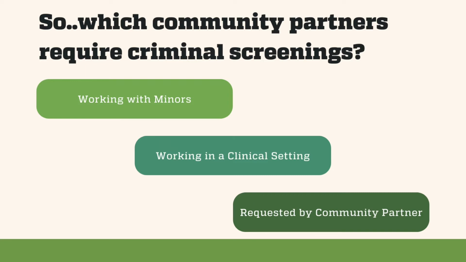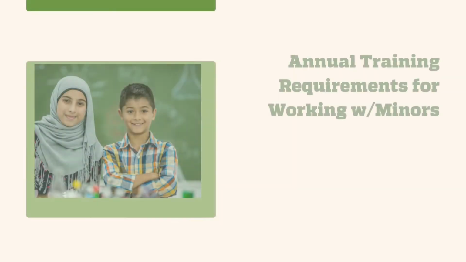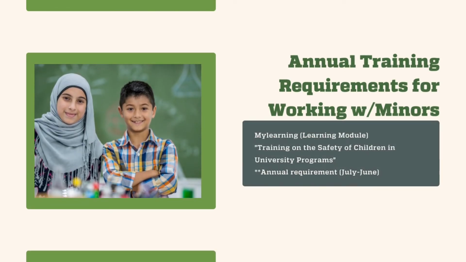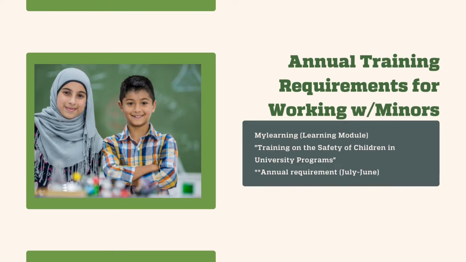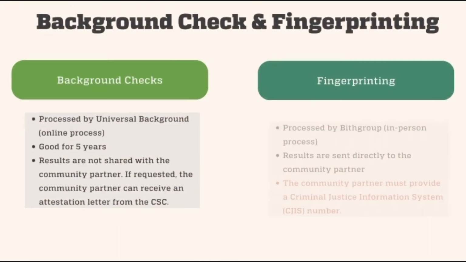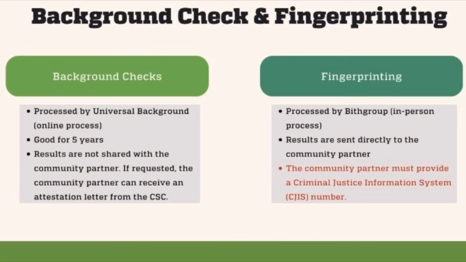In the upcoming slides, we will review the requirements and process highlighting training and criminal screenings. Each year, members are required to complete the Johns Hopkins University Learning Module, Training on the Safety of Children in University Programs. The module can be accessed by logging into my.jhu.edu portal and selecting the My Learning platform. Next, search for the training on the safety of children in university programs. This is an annual requirement that must be completed every academic year. The academic calendar is from July to June.